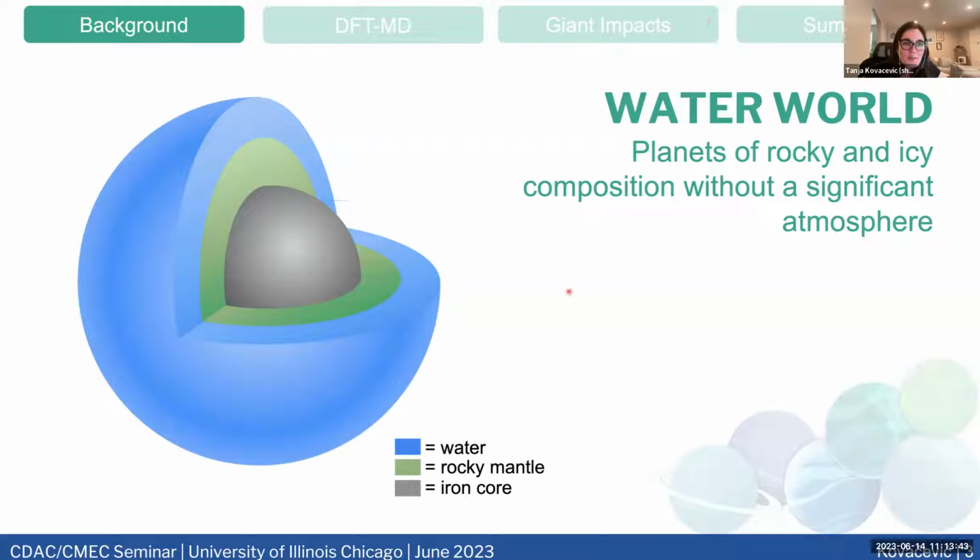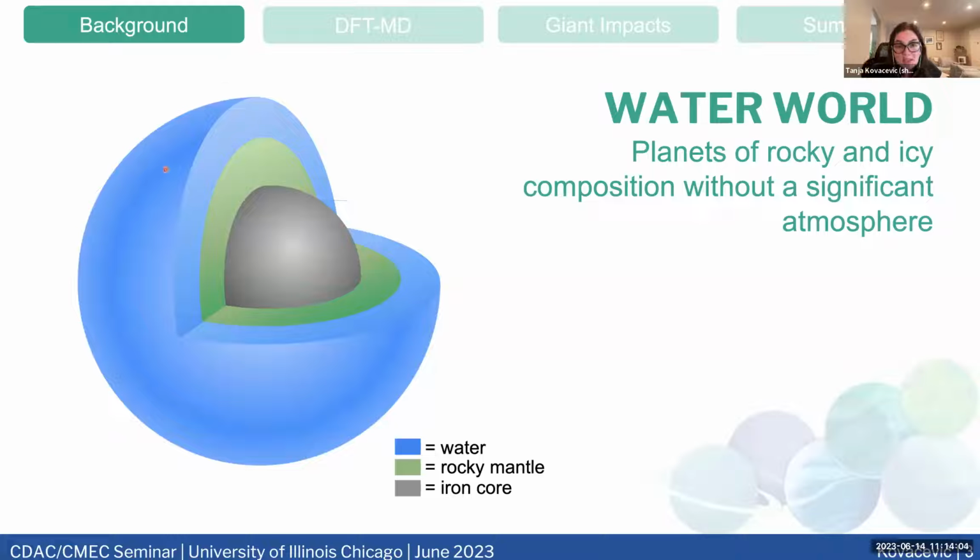If we go from the interior to the exterior, we're going to start with an iron core. We're going to have a rocky mantle, and then a huge water layer overlaid. This planet is differentiated, meaning that all the layers are separated nicely, and that has a lot of baked-in assumptions about the planet's formation and evolution.